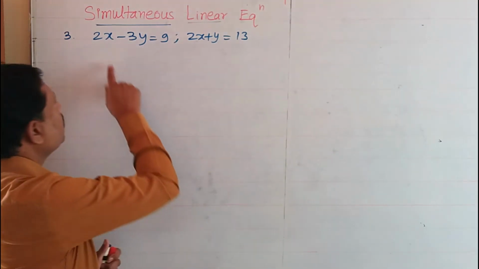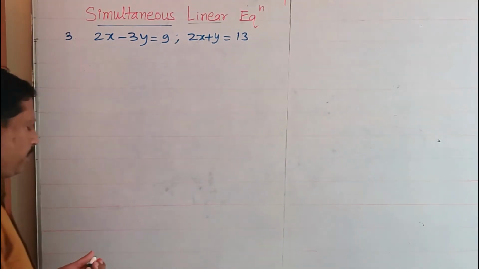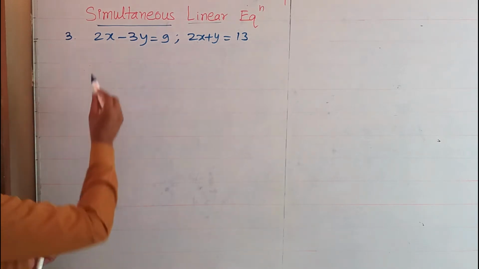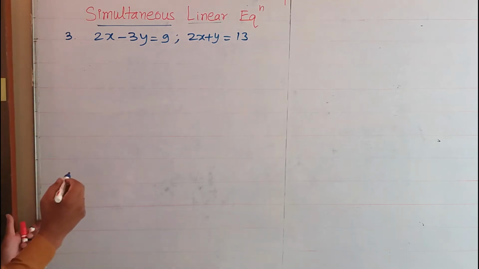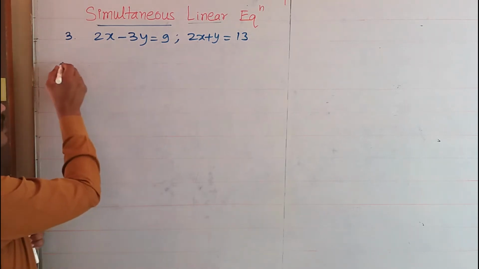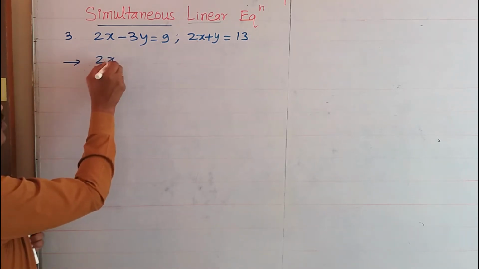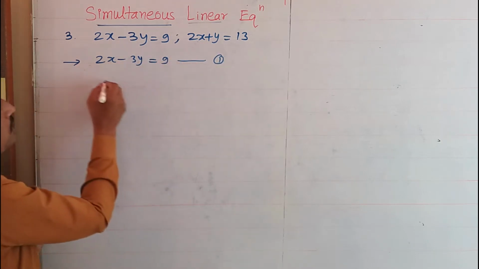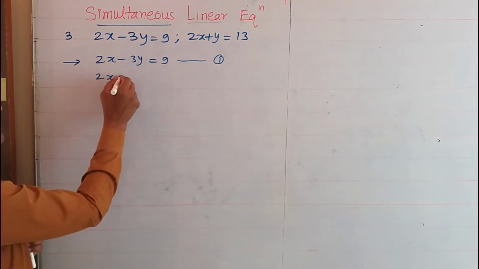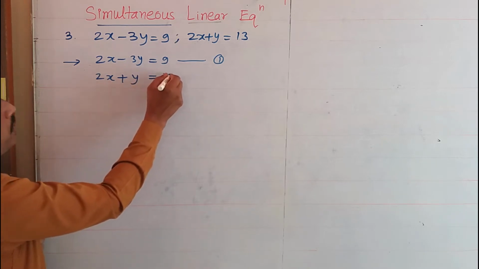The third example from that problem set is like this: 2x minus 3y is equal to 9 and the second equation is 2x plus y is equal to 13. So let us name the equation 1 and the equation number 2 like this.